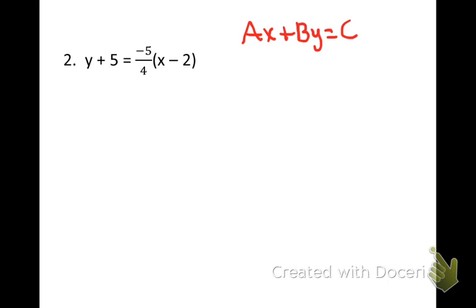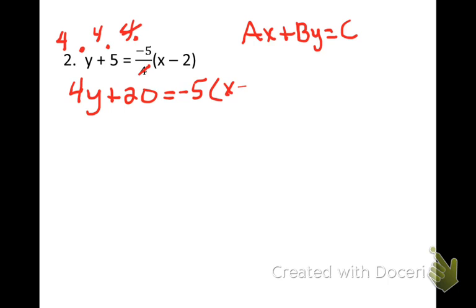Now, remember this one, we can't have fractions, and we do have this fraction. So I like to get rid of the fraction at the beginning, then I won't have to worry with it. Well, it's being divided by 4, so to get rid of that, I'm going to multiply by the common denominator, which would be 4. So I'm going to multiply every term by 4. Remember, I don't have to multiply inside the parentheses. So 4 times y is 4y, plus 4 times 5 would be 20. Here these 4's are going to cancel, leaving me the negative 5 times x minus 2.